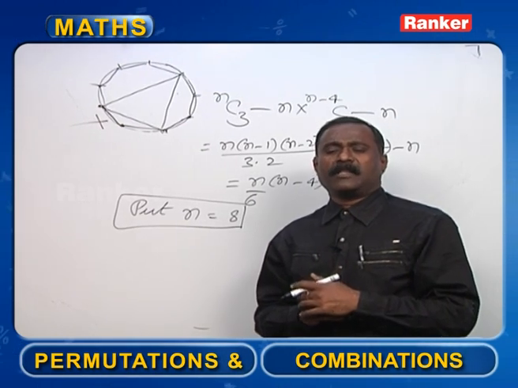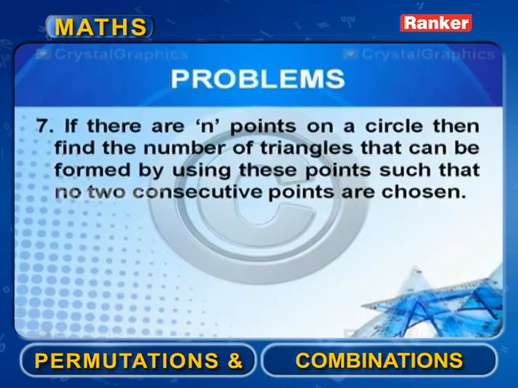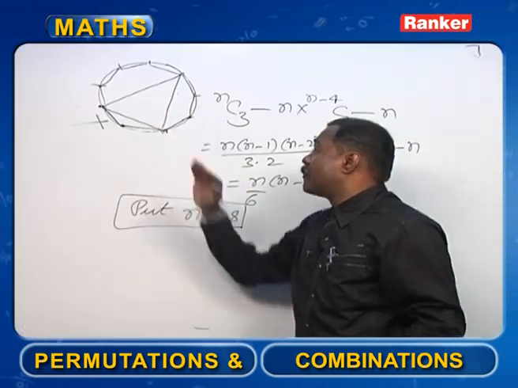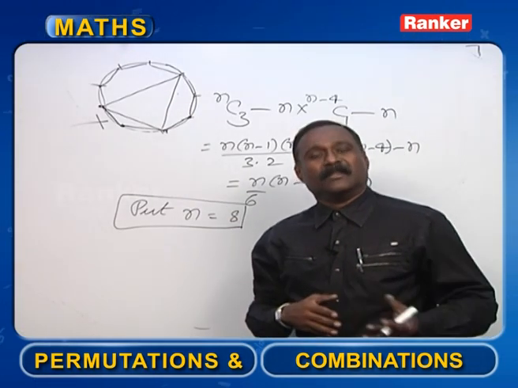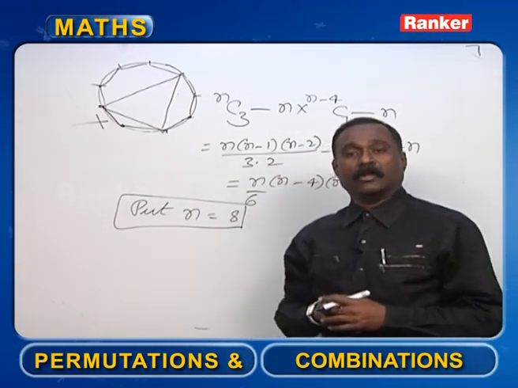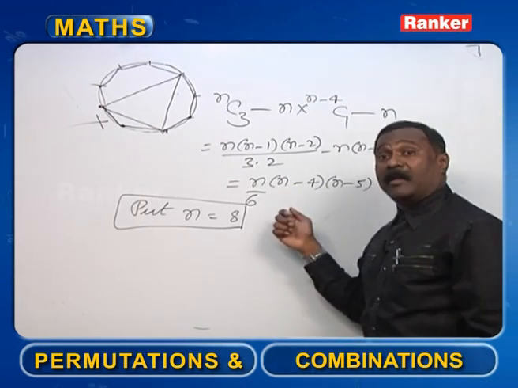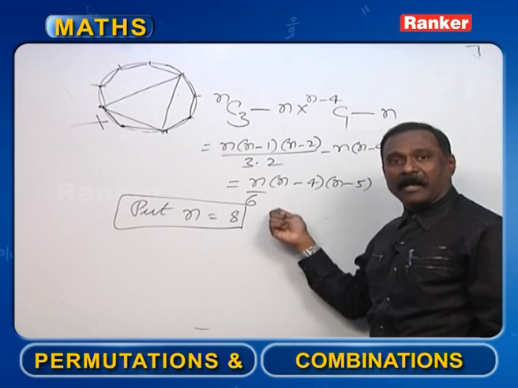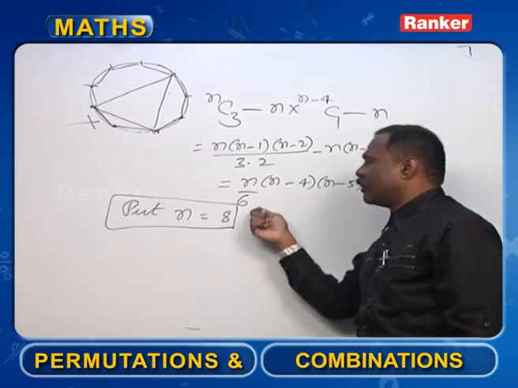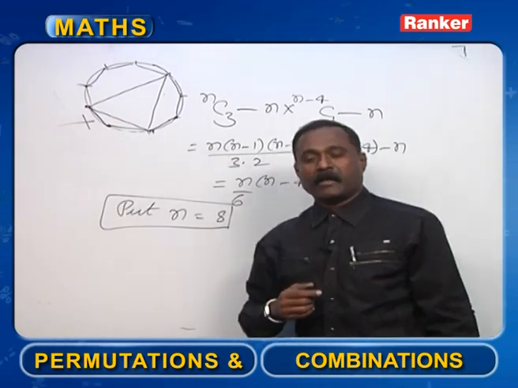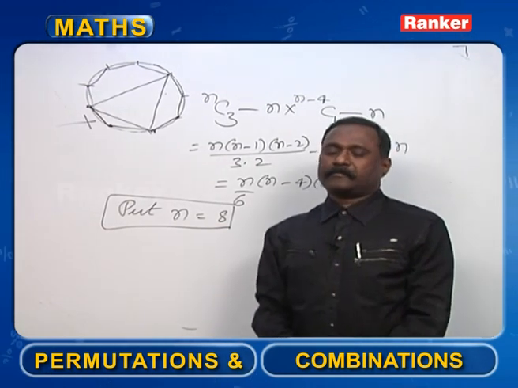The number of triangles, here the number of n points are lying on a circle. Lying on a circle is same as the forming of a polygon. Both are same only. So for that one, you can take this as a trick to apply. That is n into n minus 4, n minus 5 upon 6. Okay. Go to the next one.